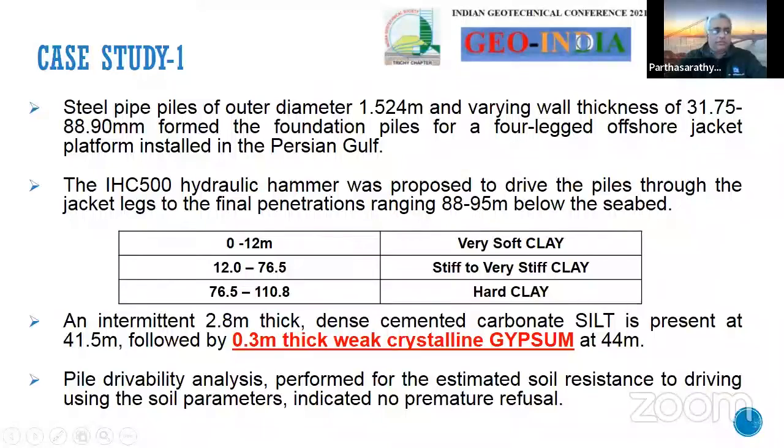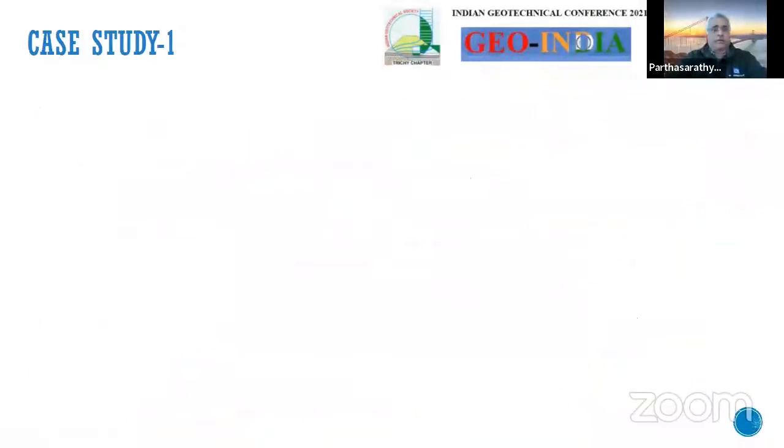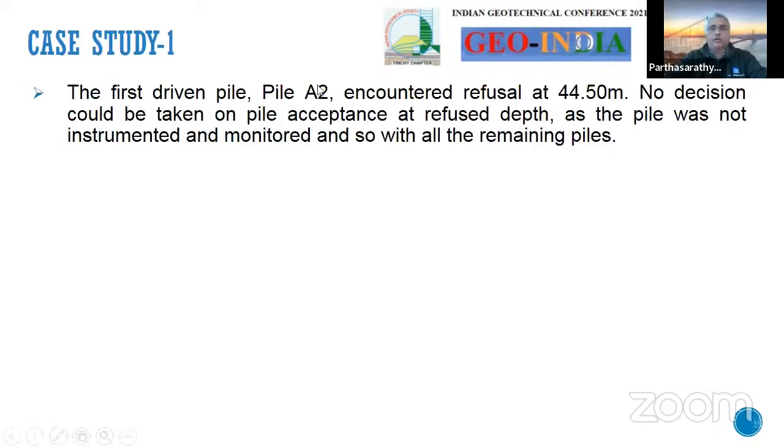And as usual, the pre-installation study revealed that there was no premature refusal. So the project progressed well, and the people went to the site to drive the piles. The first pile was driven on leg A2, and this encountered a refusal at 44.5 meters. No decision could be taken on the pile's acceptance at refusal depth, as the pile was not instrumented and monitored, and so with all the remaining piles, and people were puzzled.